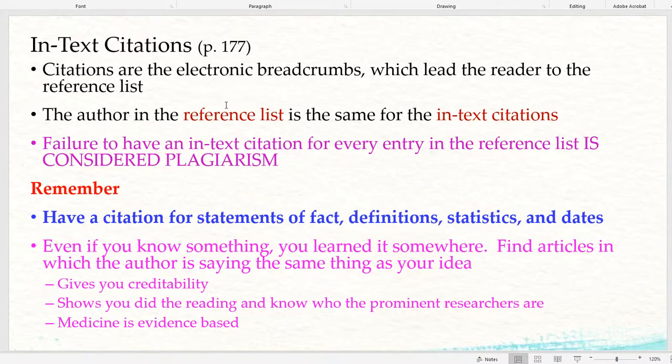So citations are the electronic breadcrumbs that lead the reader back to the reference list. And the author's name in the reference list has to be the same one for the in-text citation. So remember, you have to have a matching in-text citation for every entry in the reference list, and every entry in the reference list has to have an in-text citation. And you need citations for statements of fact, definitions, statistics, and dates at a minimum.